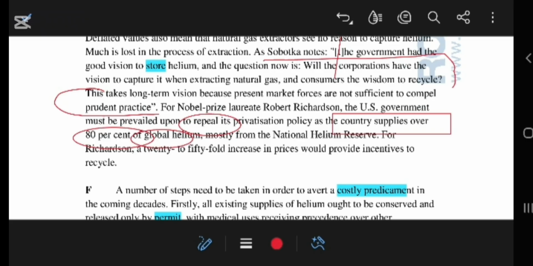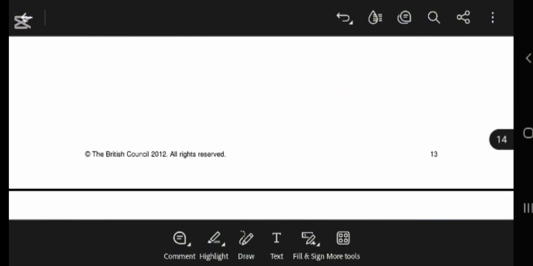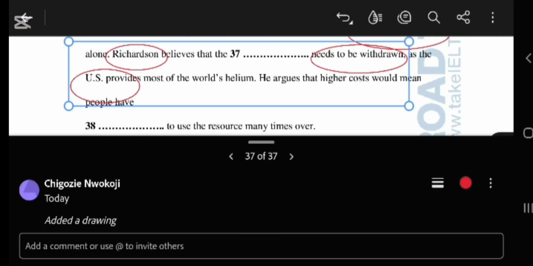So privatization policy obviously is what has to be withdrawn. See, repeal privatization policy is the same way as saying withdraw privatization policy. So you want to go plug in that word, privatization policy, just the way you have it in the text, right? So we have it right here.